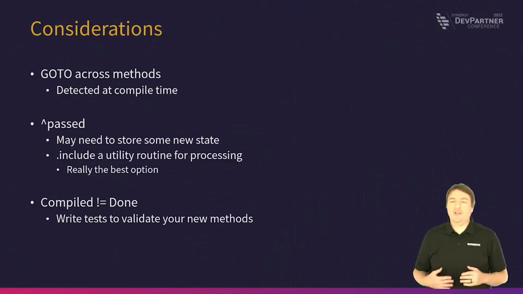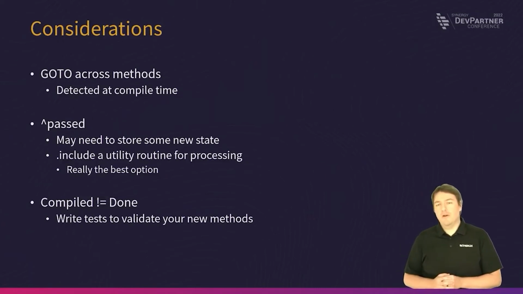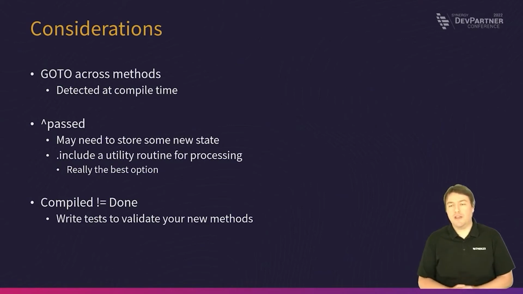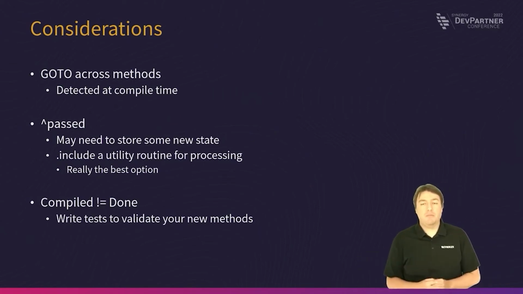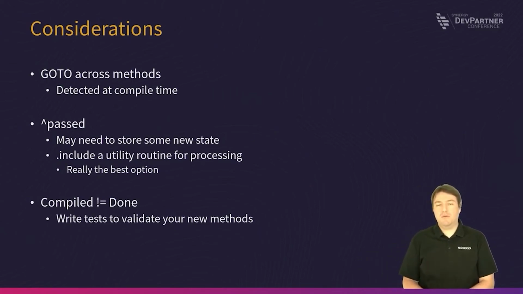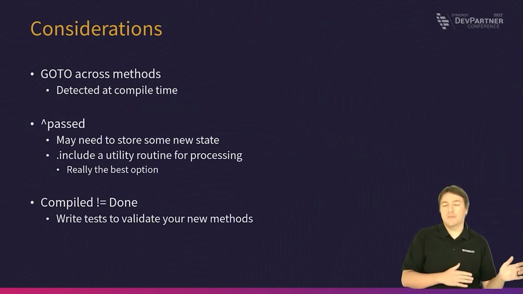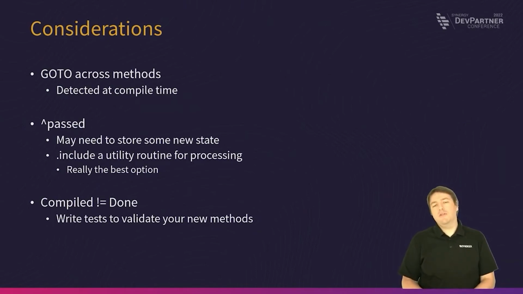So we touched a bit on these considerations during the demo, but it bears reiterating. There are some considerations when doing this kind of refactor. Like, how do you manage go-to across methods? You will need to evaluate those on a case-by-case basis and determine the best way to handle it. In many cases, they can be replaced by a method call. Fortunately, the compiler will help you identify these and give you an error when you're trying to go to something outside the scope. You also need to decide what to do with hat pass logic.